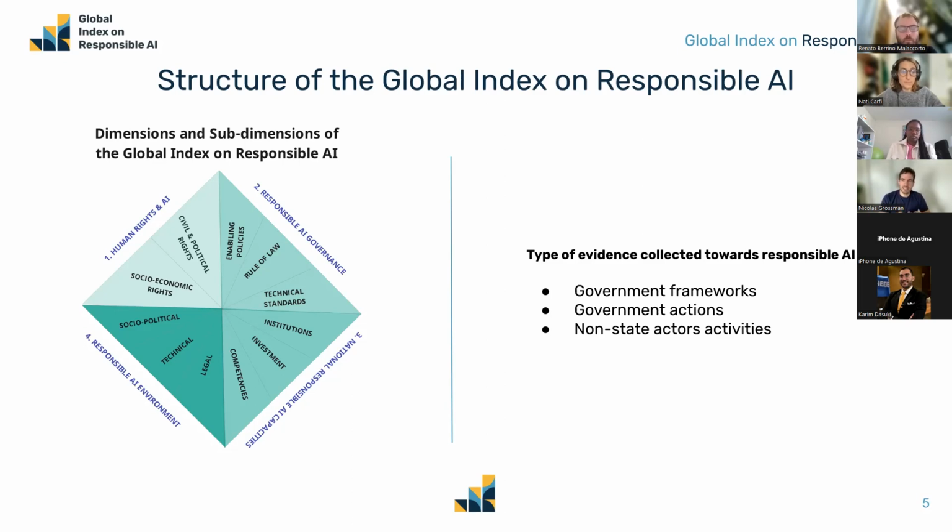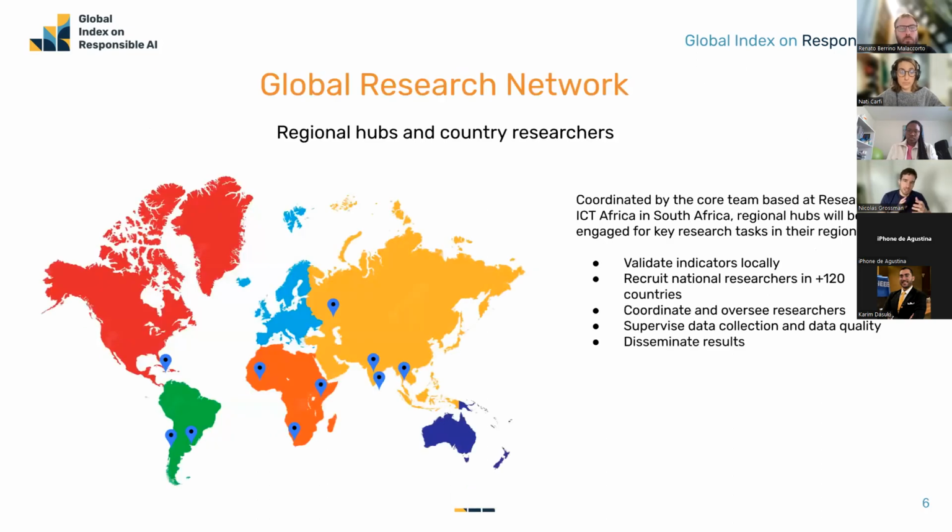And we have also realized, and we have seen in many of the discussions on responsible AI, that governments and states are not the only key actors here. So we are also tracking non-state actors' activities towards responsible AI within civil society organizations, private companies, multilateral organizations, academics, and many other actors that could be working towards responsible AI. So this is the structure of what kind of evidence we are going to be collecting to assess responsible AI throughout the world. Another aspect that I think is very important of this project is that we are building a global research network.